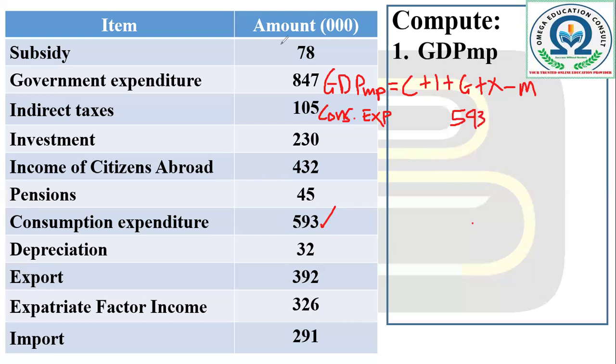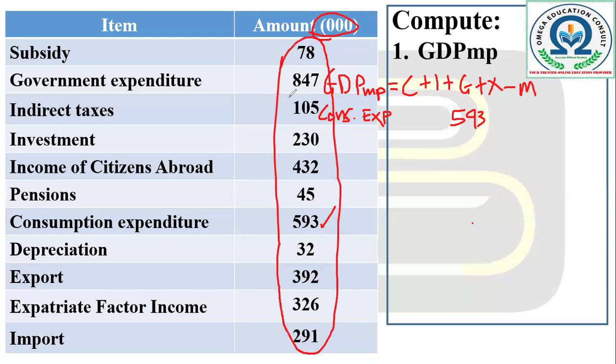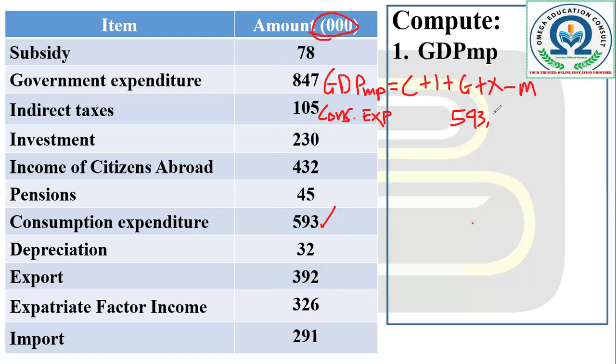wrong. Now, let's observe. There are 3 zeros here. And what it means is that all the figures that we have here must be followed by 3 zeros. So it is mandatory that you add the 3 zeros to each of the figures. So this is not just 593, but 593,000. Okay. So the next one is investment.